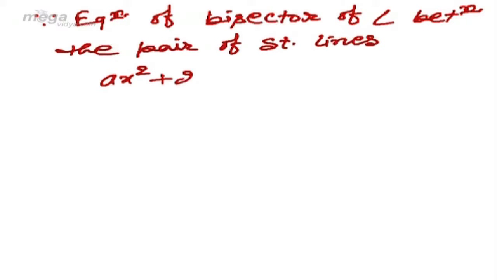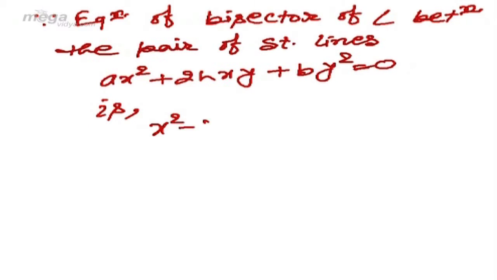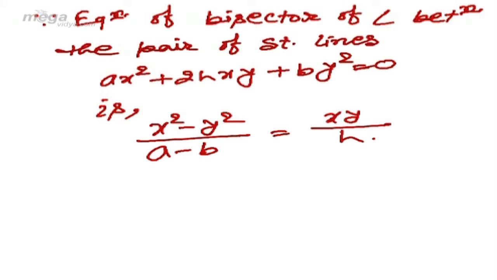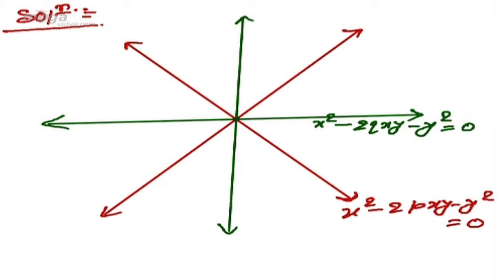The equation of the bisector of the angle between the pair of straight lines ax² + 2hxy + by² = 0 is (x² - y²)/(a - b) = xy/h. This is the formula for the equation of the bisector of the angle between the pair of straight lines. So we take the first line as x² - 2pxy - y² = 0.